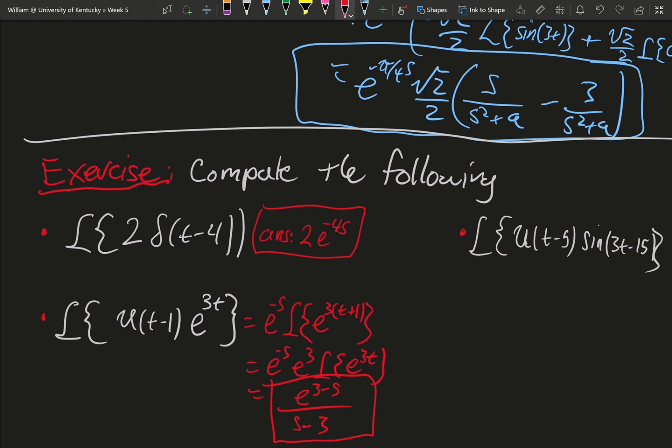Over here, it's good to note that this is sine of 3 times t minus 5. And so this whole thing is just equal to e to the negative 5s times the Laplace transform of sine of 3t. And now that's just e to the negative 5s times 3 over s squared plus 9. And we will end it there.